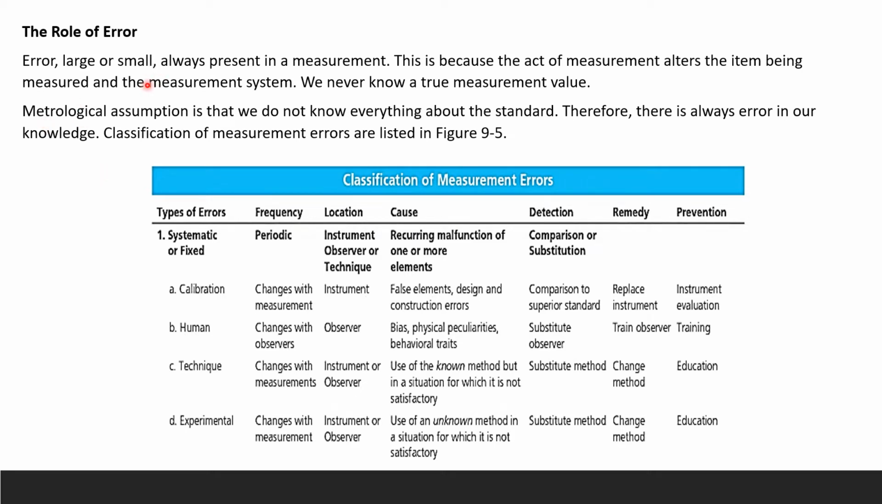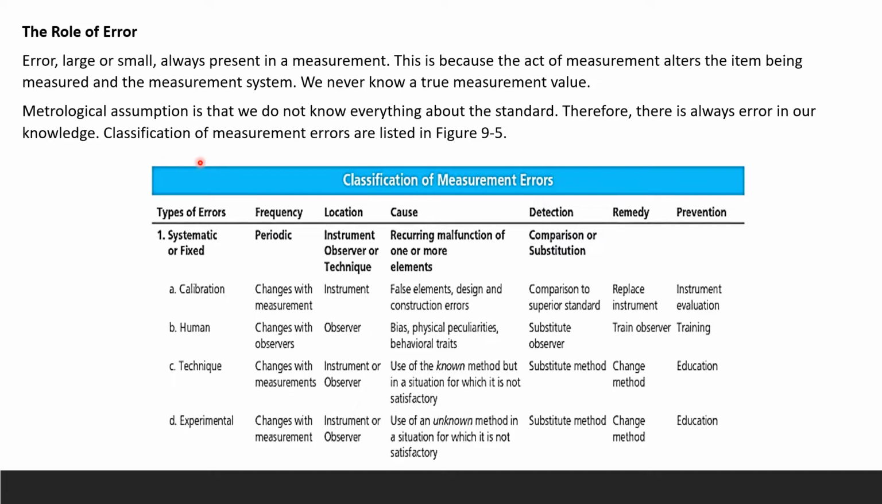So here's the role of error. Error, large or small, is always present in a measurement. There isn't a measurement without error. This is because the active measurement alters the item being measured in the measurement system, so we never know a true measurement value, okay? But we do everything we can to be as close as possible. The closer your data is to your measurement's true value, the better your accuracy is.